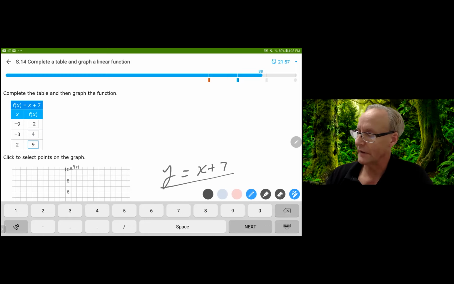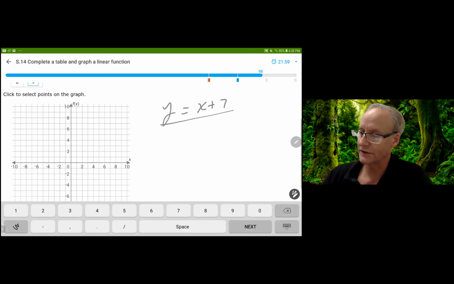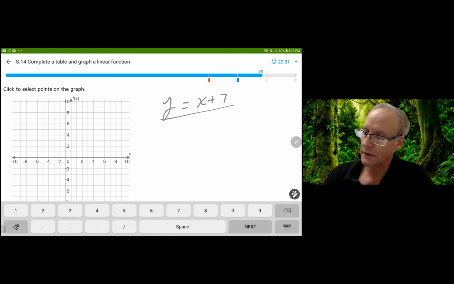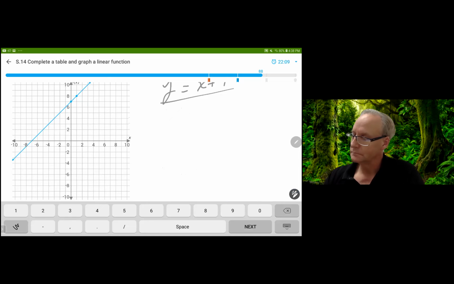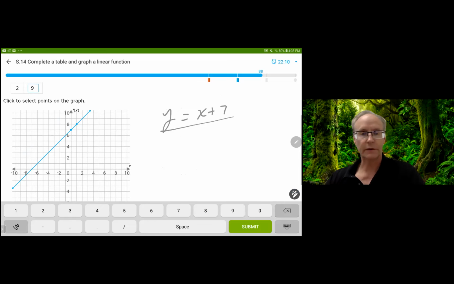It's the same as f of x. F of x and y are interchangeable. Since I start at 0, 7, it's right there. And I can count up by 1s or down back by 1s, whichever. Oh, there we go.